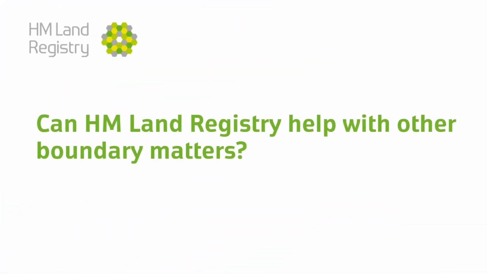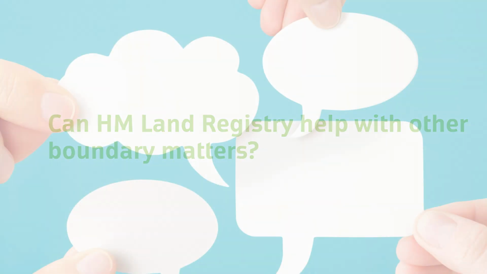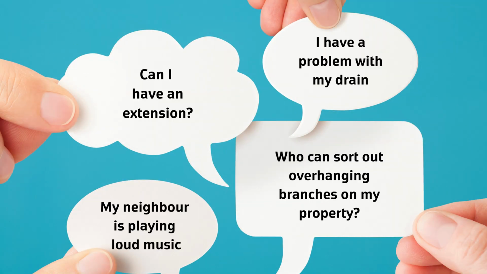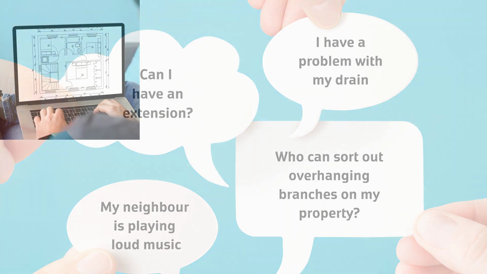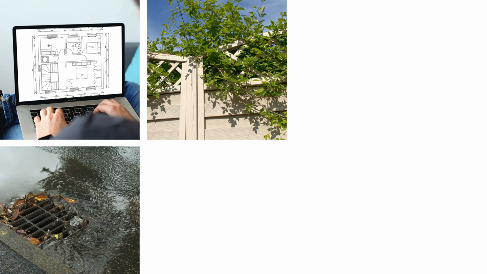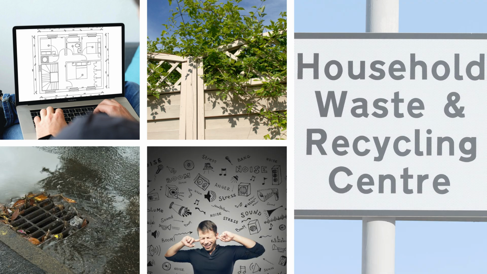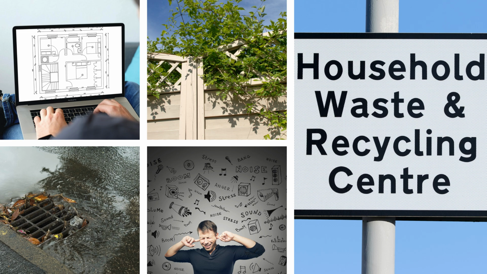Can HM Land Registry help with other boundary matters? Unfortunately, we cannot resolve or provide answers to boundary issues that fall outside our responsibility. These include planning permissions, overhanging branches and high hedges, drains and sewers, noise complaints, and rubbish dumping. You can get information about these issues from Citizens Advice or your local council.